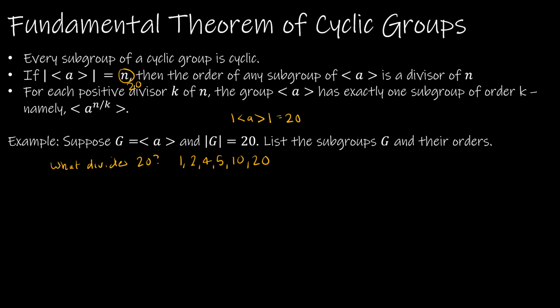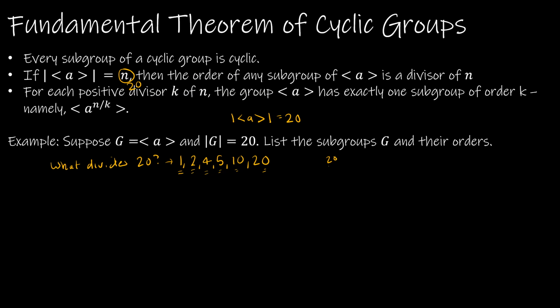Then it says for each positive divisor, so these are the divisors that we just talked about, the cyclic subgroup generated by A has exactly one subgroup of order k. So we're going to have one subgroup of order 1, one subgroup of order 2, one of 4, one of 5, one of 10, one of 20. How do I find those subgroups? I take n divided by k.